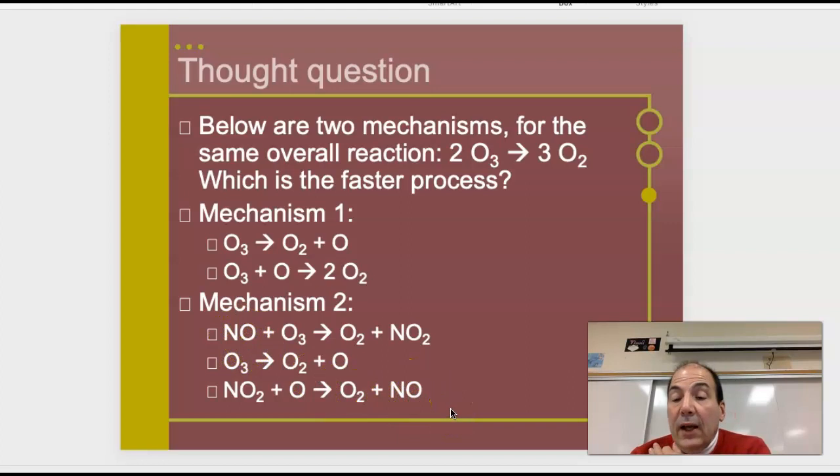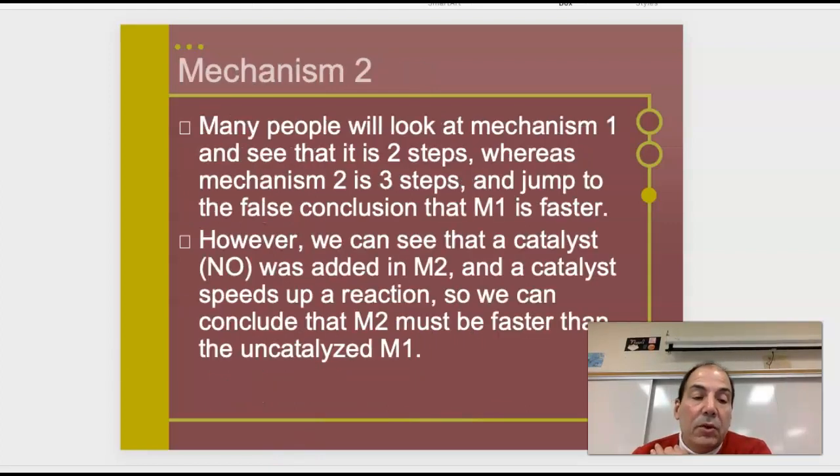But we have something going in and coming out at the end. Well, that means we have a catalyst. And what do catalysts do? Catalysts speed up the reaction. So even though it's 3 steps, mechanism 2 is the faster one. So you've got to think beyond just number of steps. It's not about number of steps. You've got to think about the complexity of it, absolutely. But without an energy profile, it's hard to know activation energy issues. So sometimes we have to really expand our thinking a little bit and think about what's in there and what's going on.